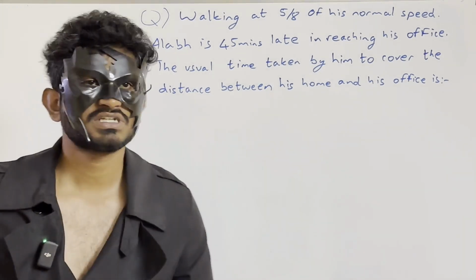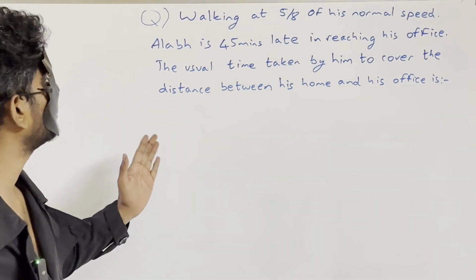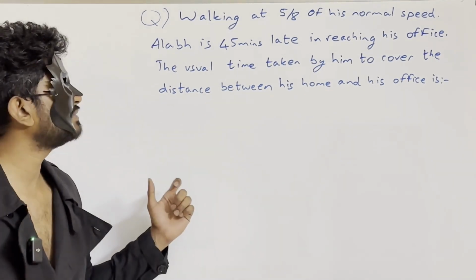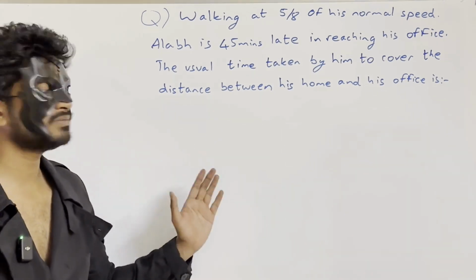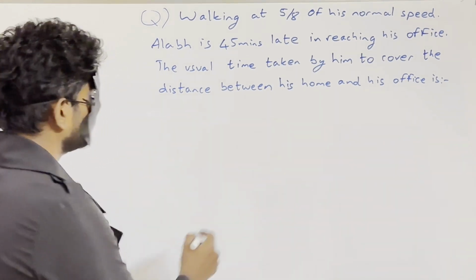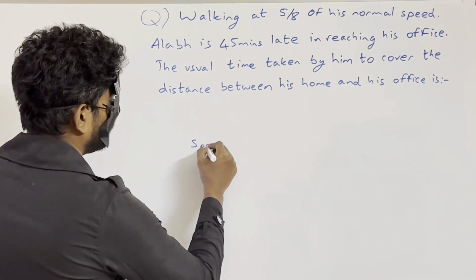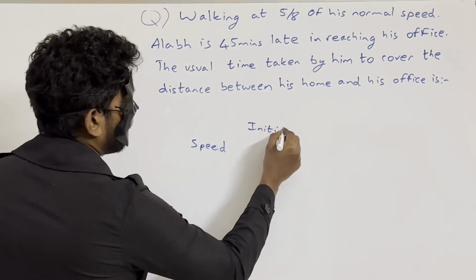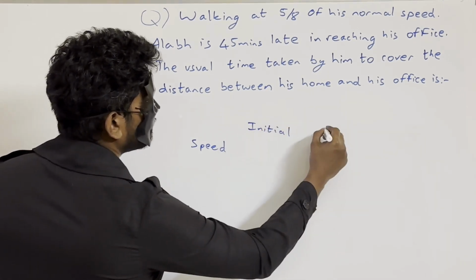So superhumans, next question is, walking at 5/8 of his normal speed, Alab is 45 minutes late in reaching his office. The usual time taken by him to cover the distance between his home and his office is? So now here speed ratio, suppose initial and final.